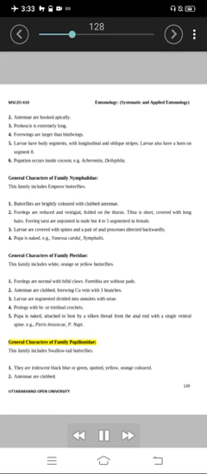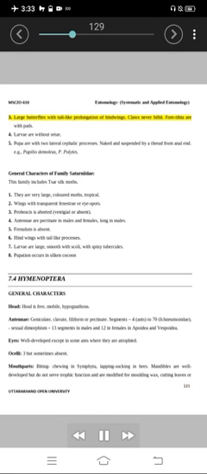General characters of family Papilionidae. This family includes swallow-tail butterflies. 1. They are iridescent black, blue or green, spotted yellow or orange-colored. 2. Antennae are clubbed. 3. Large butterflies with tail-like prolongation of hindwings. Claws never bifid. Tibia are with pads. 4. Larvae are without setae. 5. Pupa is with 2 lateral cephalic processes, naked and suspended by a thread from anal end. E.g., Papilio demoleus, P. polytes.